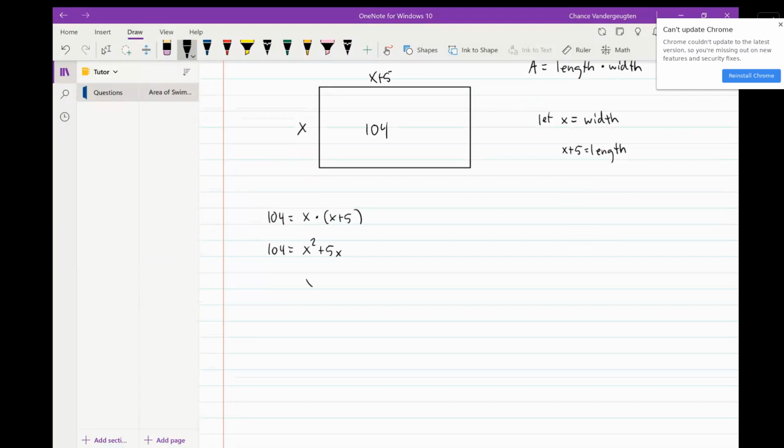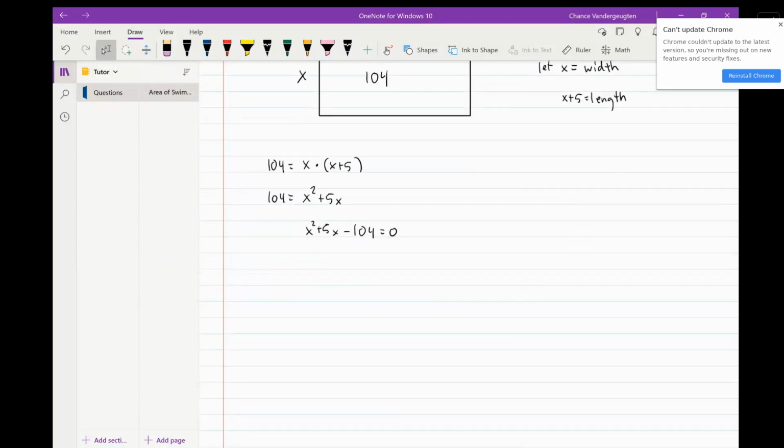So we're going to have x squared plus 5x. I'm going to subtract 104 from both sides. So if we do that, I get 0 on the other side. I kind of switch the sides there. But you end up with this equation, and right now we have it in a form that we can use the quadratic formula. So it's kind of long, but it'll help us find the answer.